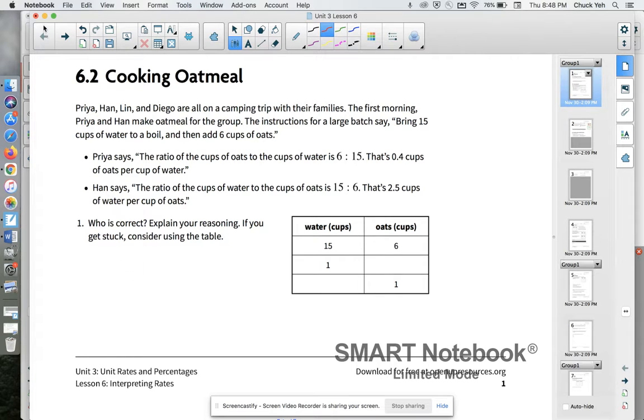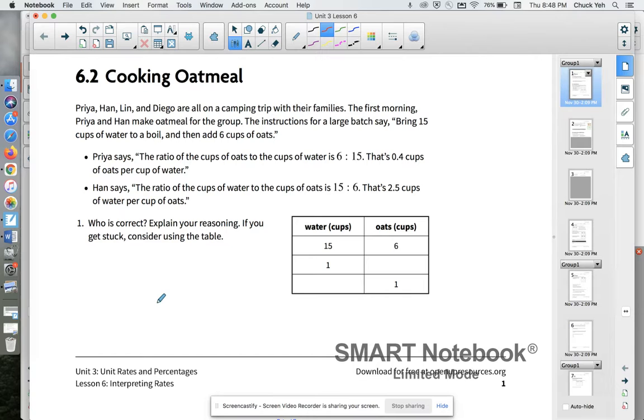6.2, cooking oatmeal. Priya, Han, Lynn, and Diego are on a camping trip with their families. The first morning, Priya and Han make oatmeal for the group. The instructions for a large batch say to bring 15 cups of water to a boil and then add 6 cups of oats. So the ratio is 15 to 6.